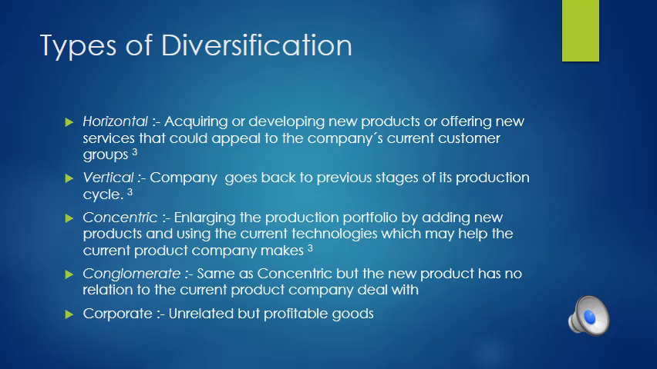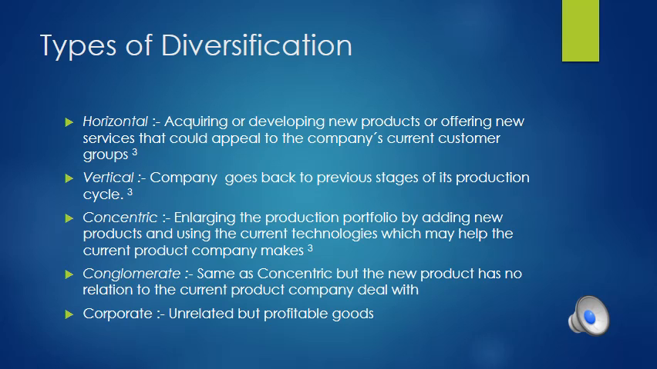The second type of diversification is vertical diversification. It occurs when the company goes back to previous stages of its production cycle or moves forward to subsequent stages of the same cycle. The third type of diversification is concentric diversification. It is enlarging the production portfolio by adding a new product with the aim of fully utilizing the potential of the existing technologies and marketing system.